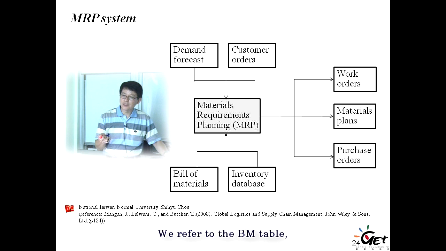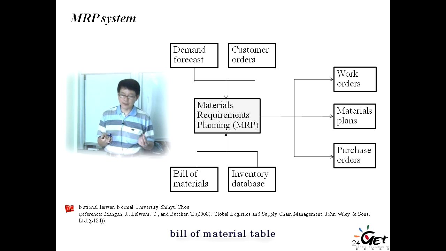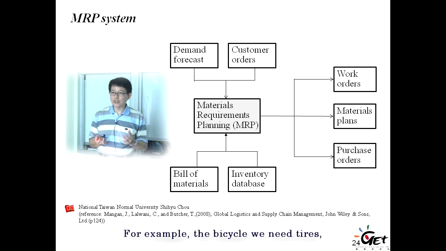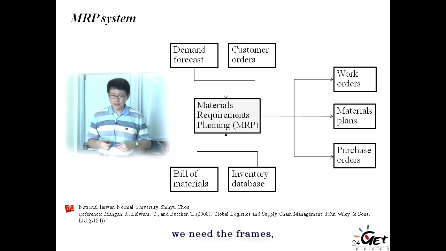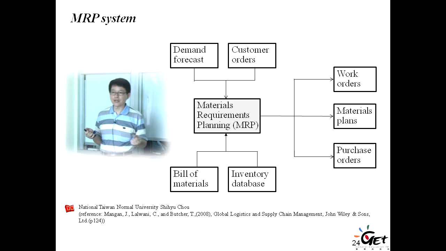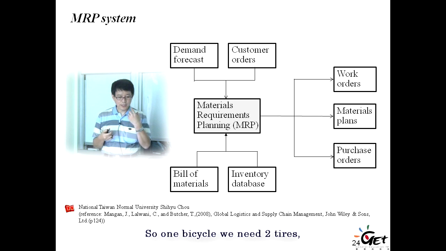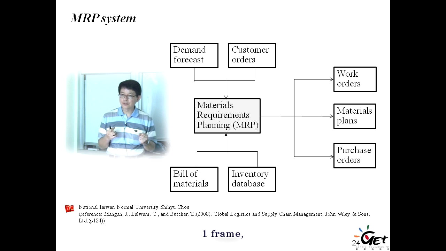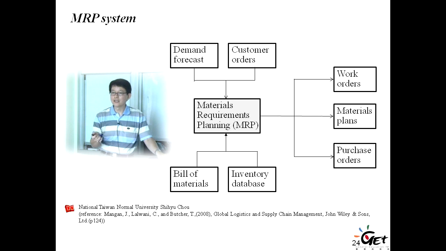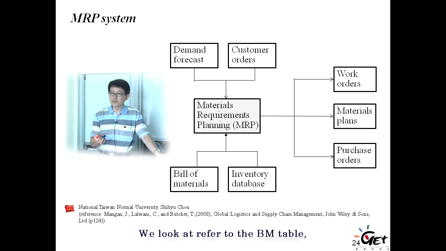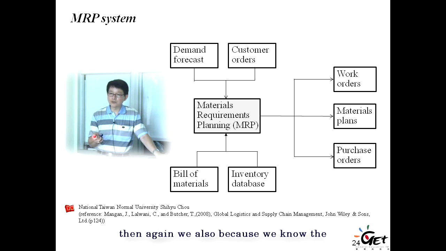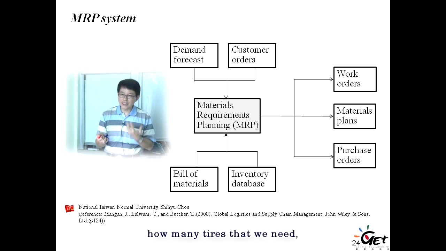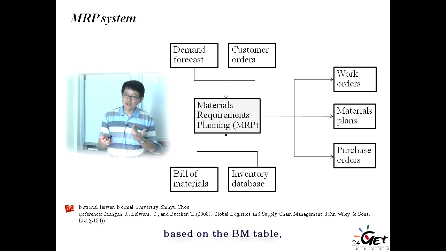We refer to the BOM table, bill of materials table. For example, for the bicycle, we need tires, frames, handles, etc. For one bicycle, we need 2 tires, 1 frame, 1 handle, etc. We refer to the BOM table, and because we know the quantities of bicycles we're going to make, we can calculate how many tires and how many handles we need based on the bill of materials table information.